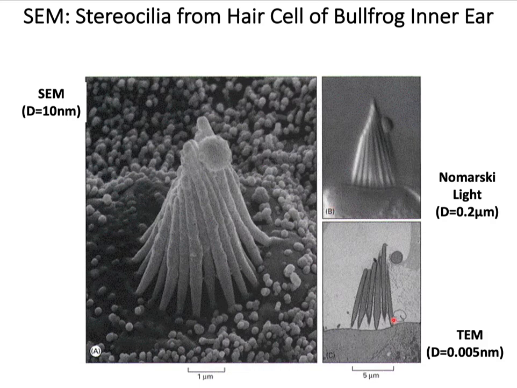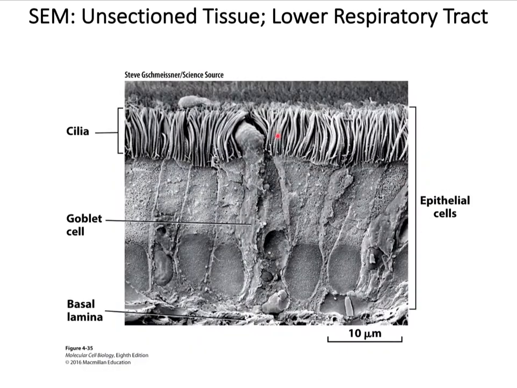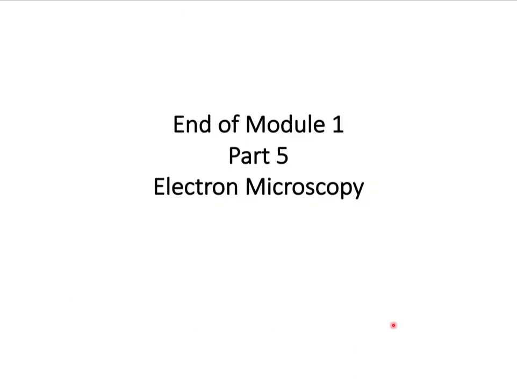The transmission EM panel shows amazing detail, but no idea about the three-dimensional nature of the structure. The left image is the same structure on SEM, so you sacrifice some detail in the SEM, but can obtain some excellent information about the 3D nature of the structure and the materials. Here is another SEM image of the lower respiratory tract. This concludes part 5 of module 1.